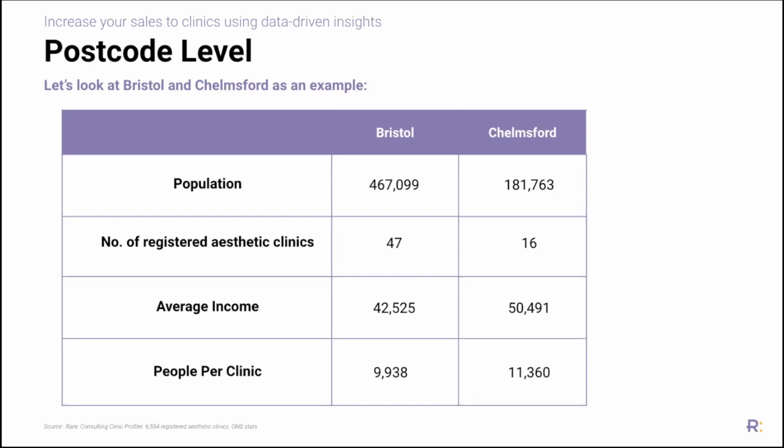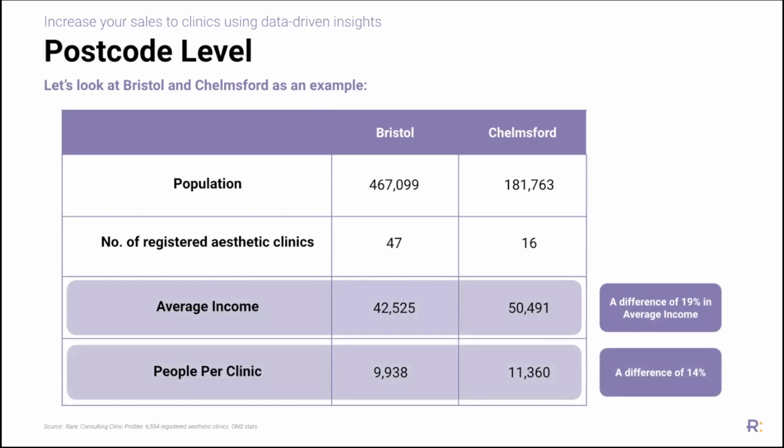But the point I wanted to make to everyone on the call today is, don't restrict yourself to the sales information you've got, and think about what is actually available to you from a public source. This comes from ONS. You can do the calculations quite easily. Obviously, the number of registered clinics is something we have internally here. But for those of you that are subscribing, you can append that information, be it through ourselves or internally, to give you that additional context to what that market demand might be. And the differences here are quite staggering. You've got a 19% difference in average income between those two cities, and a difference of 14% in terms of people per clinic. Again, it gives you an understanding.